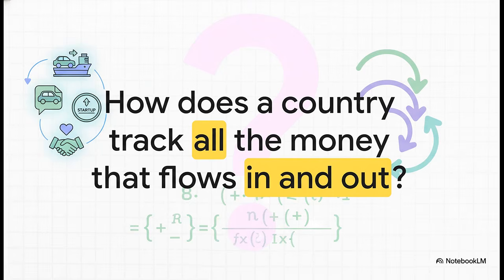We're talking about everything from a massive shipment of cars to a foreign company buying a local startup to the aid one government sends another. How do you track all of that? It turns out there's a powerful accounting tool for this, and it's called the balance of payments.